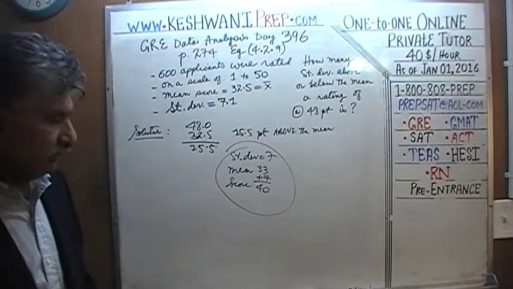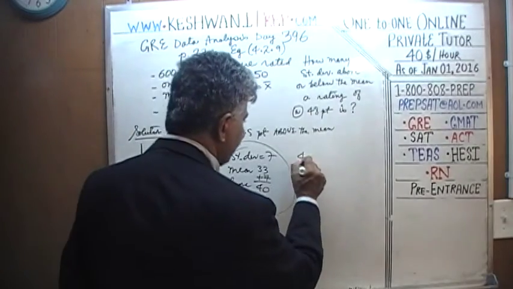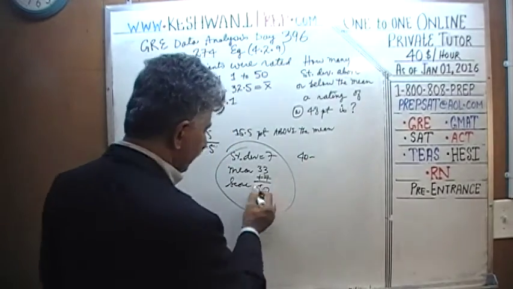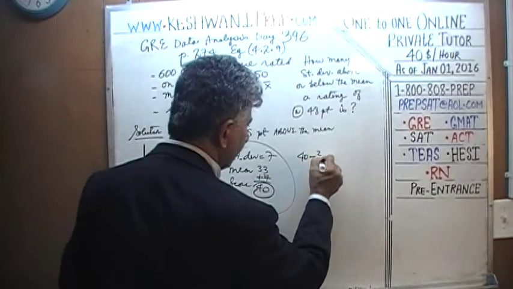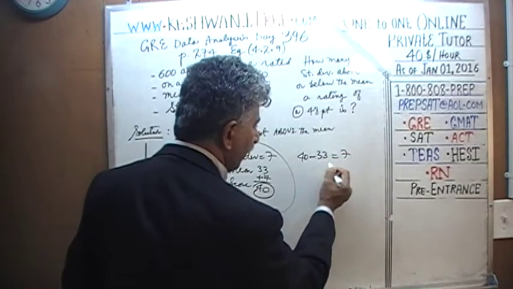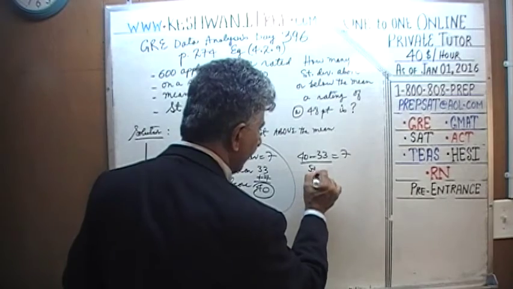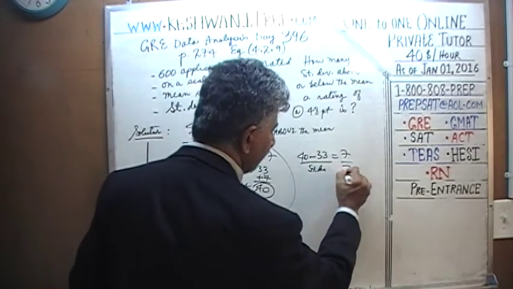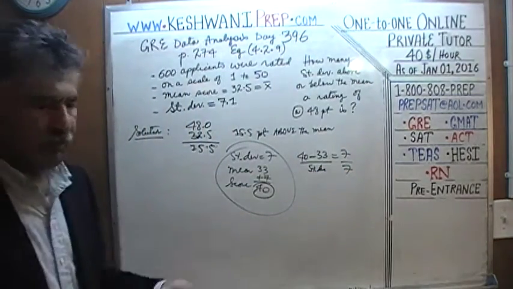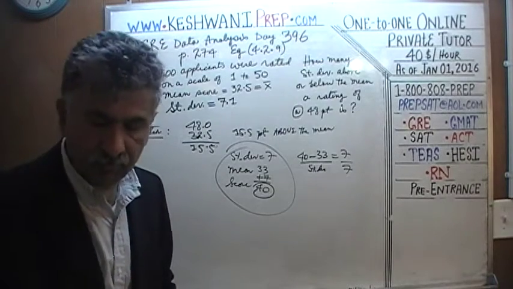How do we find it? Well, it's very simple. You take your score, 40, subtract the average score, which is how we got 7, and we divide the difference by the standard deviation, which in this case is 7. 7 over 7 is 1, which you can clearly see means we are 1 standard deviation above the mean.